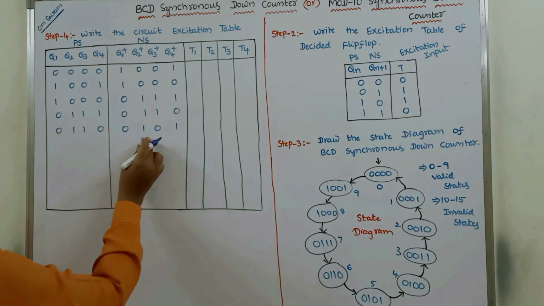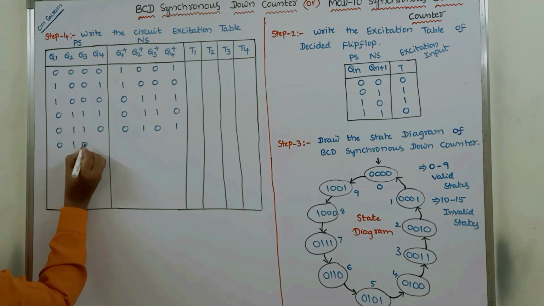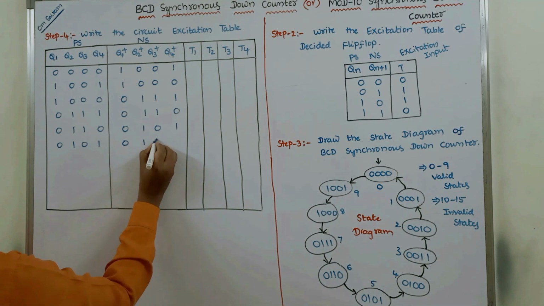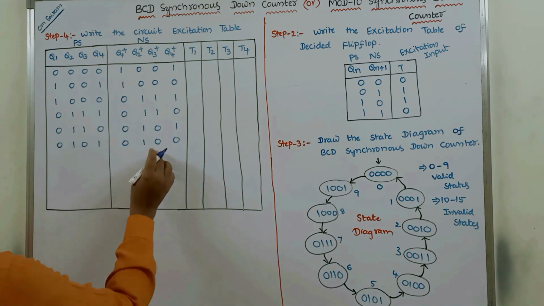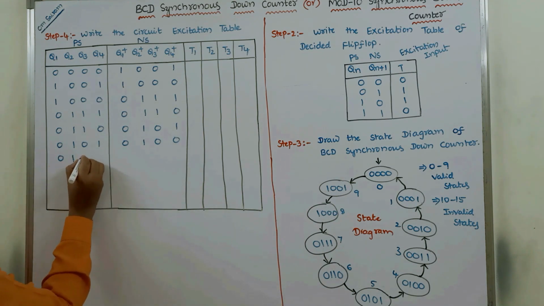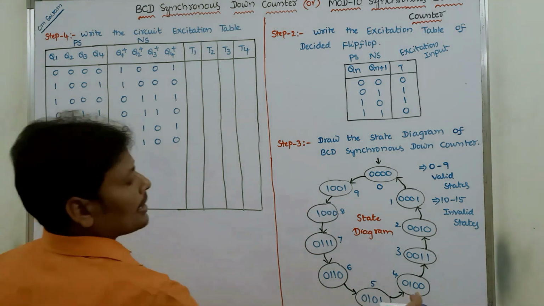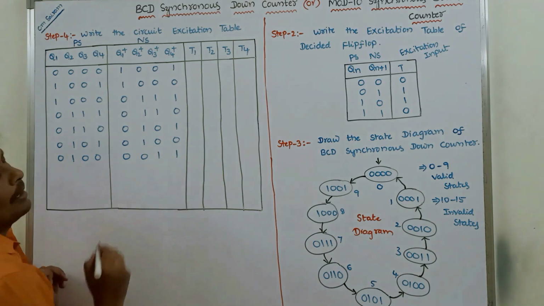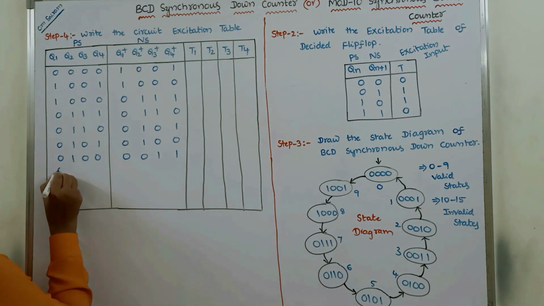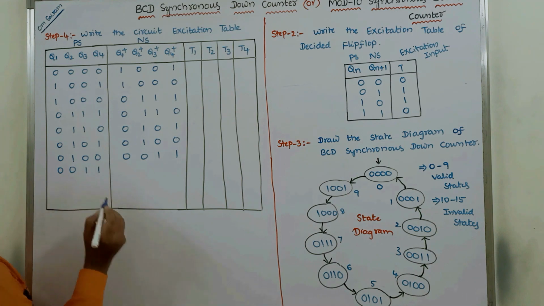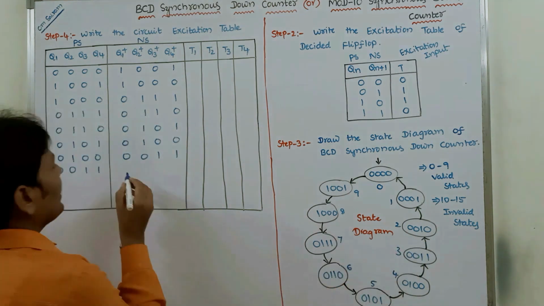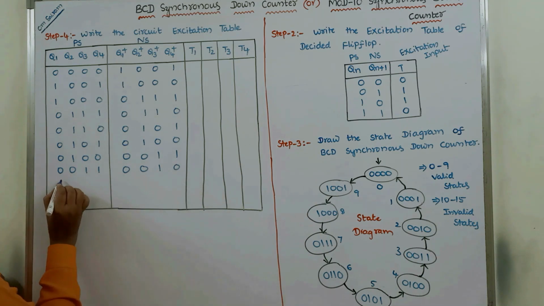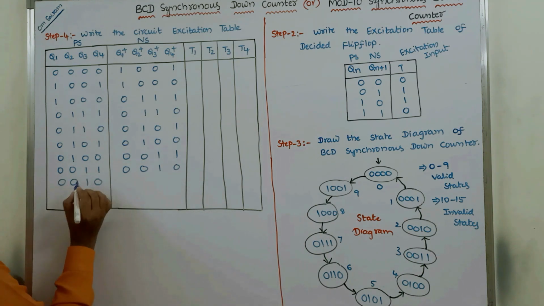Now, this can be taken as present state. What is the next state? The next state is 0, 1, 0, 0. Now, this can be taken as present state. What is the next state? The next state is 0, 0, 1, 1. Now, this can be taken as present state. What is the next state? The next state is 0, 0, 1, 0. Now, this can be taken as present state. What is the next state?